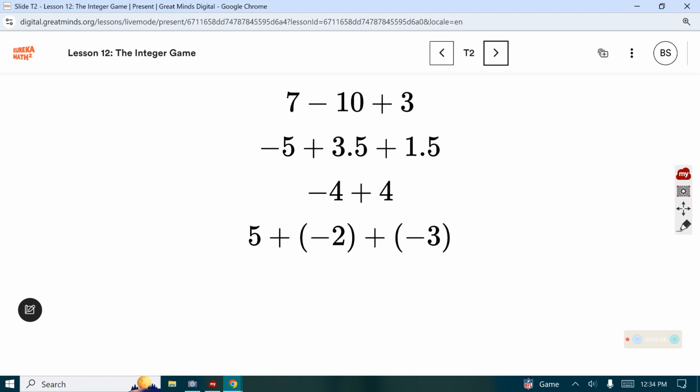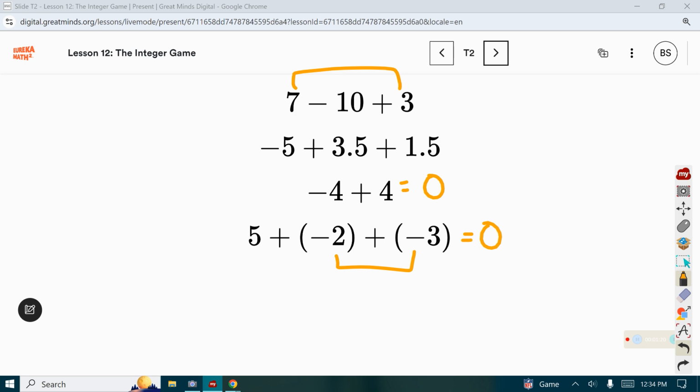If we look at the sum of these, negative 2 and negative 3 make negative 5. 5 and negative 5 make 0. Negative 4 and 4 make 0. 7 and 3 make 10. And 10 and negative 10 make 0. 3.5 and 1.5 add up to 5. And 5 and negative 5 also make 0. So we can make an argument that all of these belong.